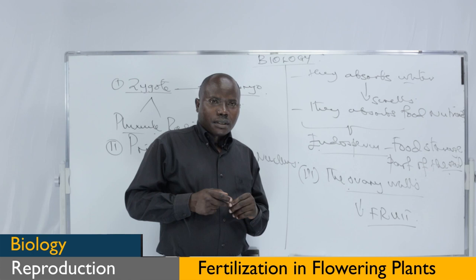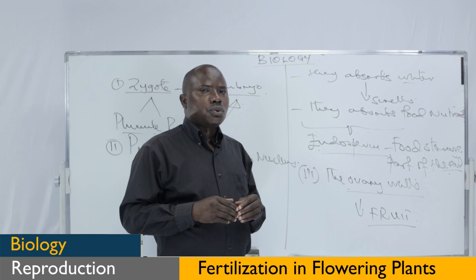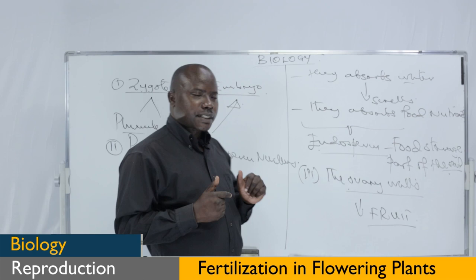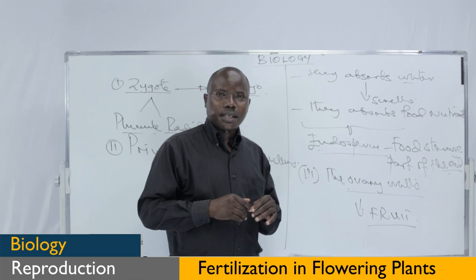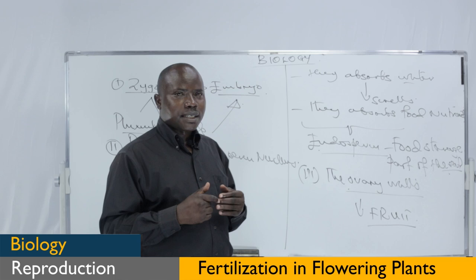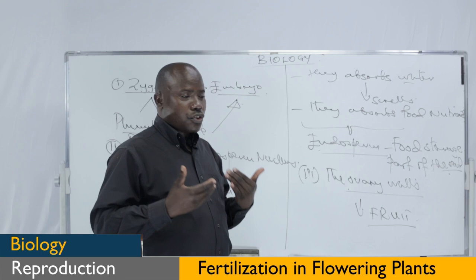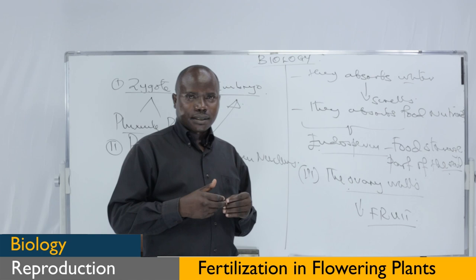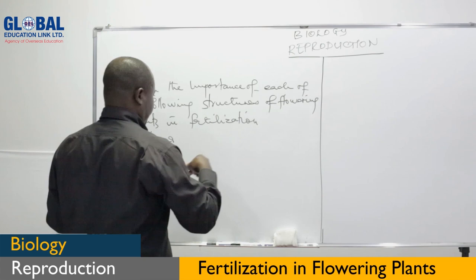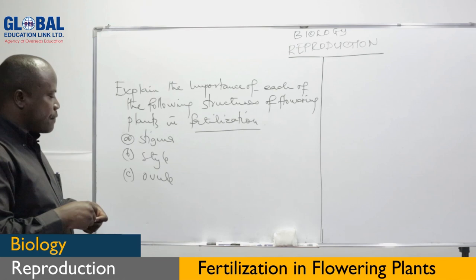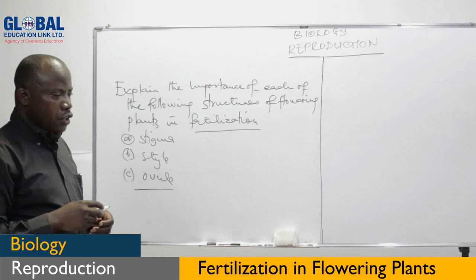Dear students, up to this point, we have managed to answer different questions from this concept of double fertilization. But what you need to know is that the same concept of double fertilization can produce different questions. What you need is the knowledge that can enable you to respond to various questions. For instance, the question can be asked, explain the importance of each of the following structures of flowering plants in fertilization. It means these structures are involved in fertilization. What is their importance? To respond to this question, you have to explain the importance of stigma.